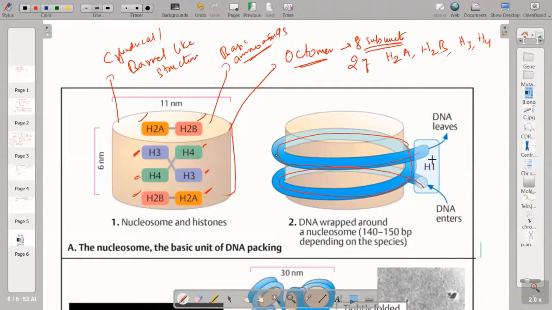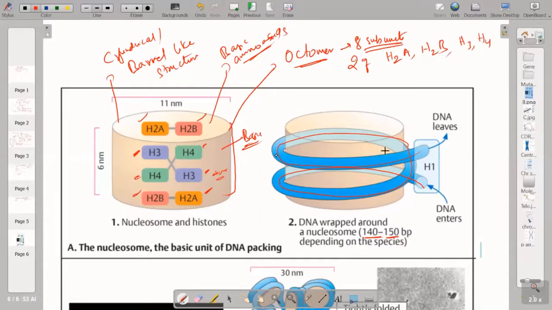If you look at the length of the DNA that is being wrapped around, you will see that the length is around 140 to 150 base pairs. It depends on the species: some species will have 140, some species will have 145, some species will have 150. So first of all, the histone is already basic. The DNA will not have any problem wrapping around it despite its negative charge, because the histone protein has a positive charge and the DNA has a negative charge, so it becomes easier for the DNA to wrap around it. That's the first thing.